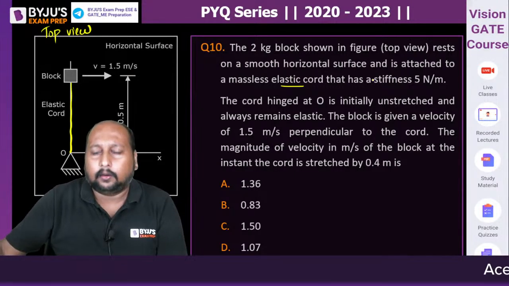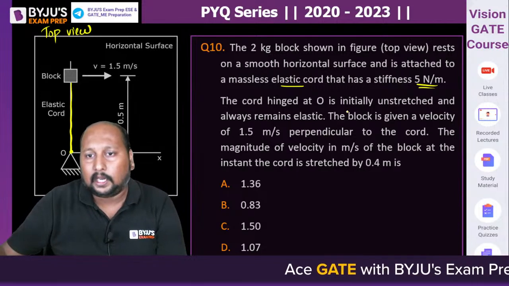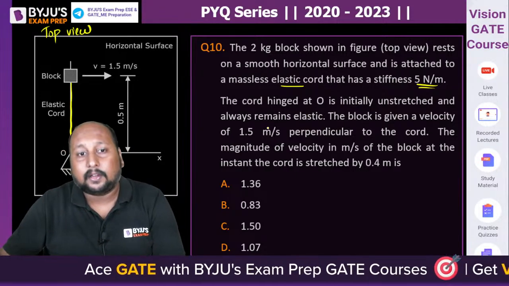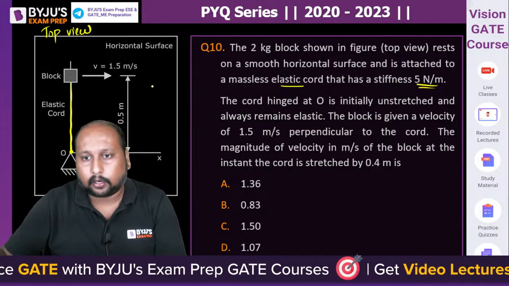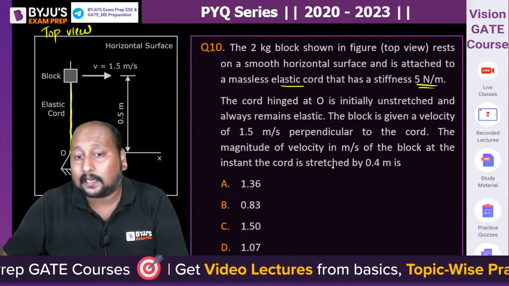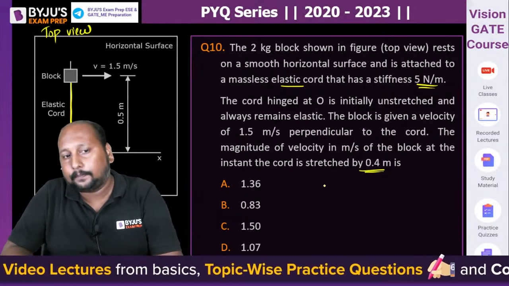Now, having a stiffness of 5 Newton per meter, it is hinged at point O, initially unstretched and remains elastic. The block is given a velocity of 1.5 meters per second perpendicular to the cord. The magnitude of the velocity of the block at an instant when the cord is stretched by a distance of 0.4 meter. Chaliye, try this.